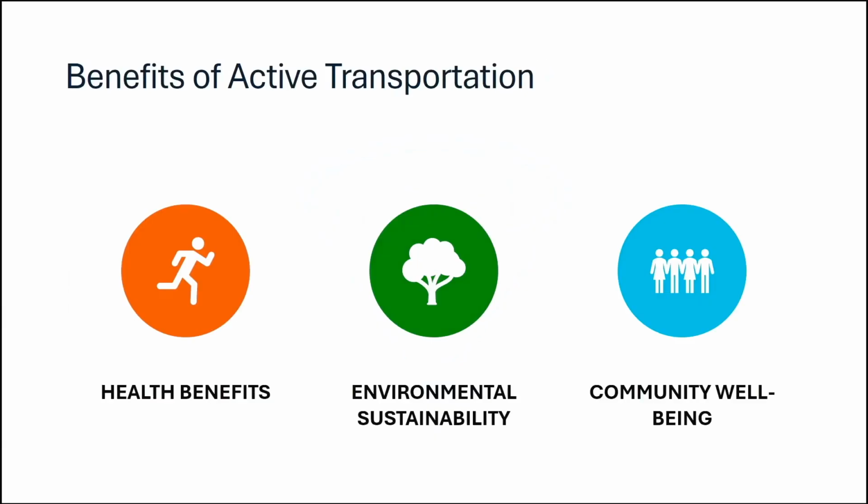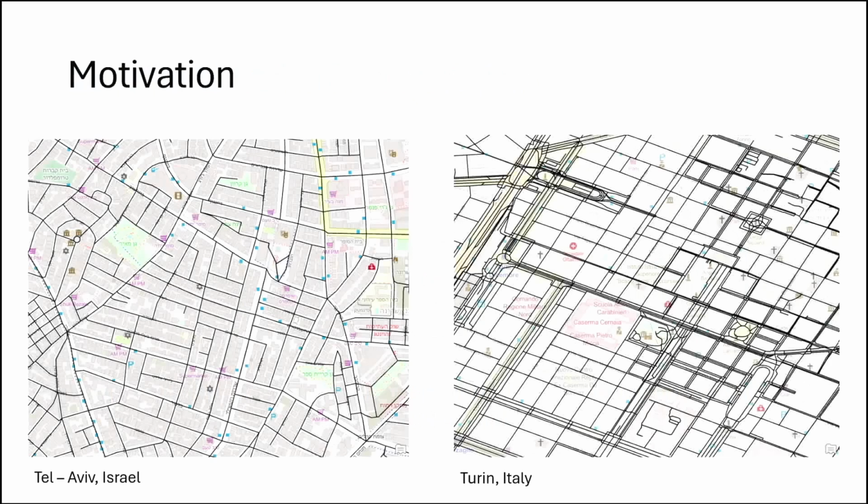Active transportation has a lot of benefits from different perspectives. For example, it reduces obesity if you talk about health benefits. Environmental sustainability could mean reduced air pollution, congestion, crashes, and so on. And when you talk about community well-being, it fosters social interaction, could reduce stress, and so on. So what is the motivation for this work, for this project?